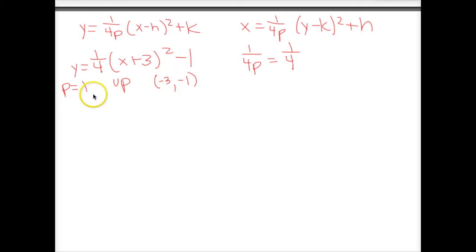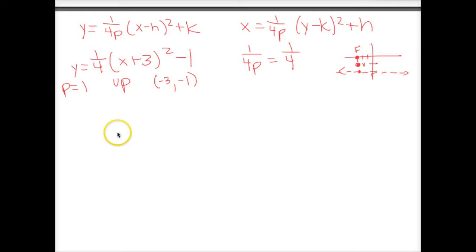The focus, here is where you need p, and I would do a little sketch. If my vertex is at -3, -1, and I know p is 1 and it opens up, that means I go 1 unit up to get my focus. That also means I go 1 unit down to get the line where my directrix is. So when you draw that sketch, now you can see where the focus is: at -3, 0. The directrix is the line y equals -2. Make sure you don't write it as a point, it's a line.